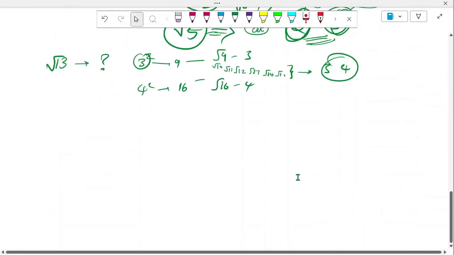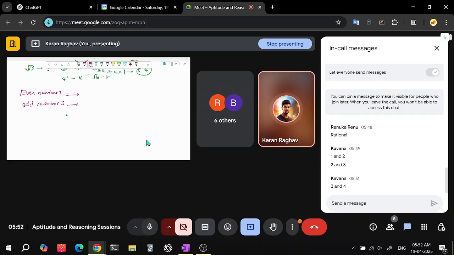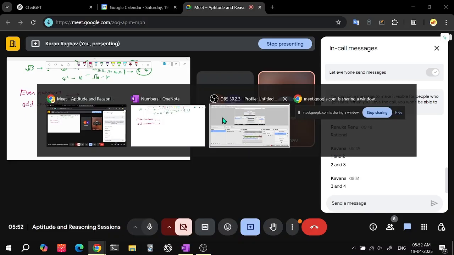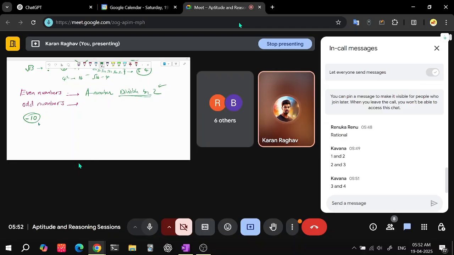Now there are two more types. Already you know them, but you need to know their definition properly. So there are even numbers and odd numbers. Can you tell me the possible definition of even numbers? A number divisible by 2. Any number that is divisible by 2 is an even number. Can you tell me, minus 10, is it an even number? Is minus 10 an even number?